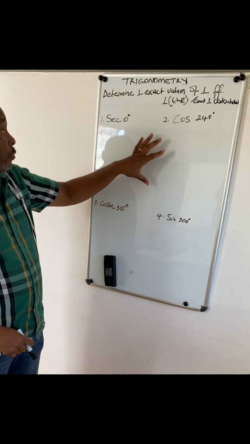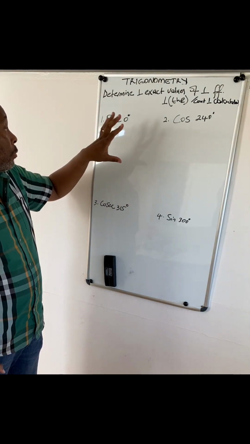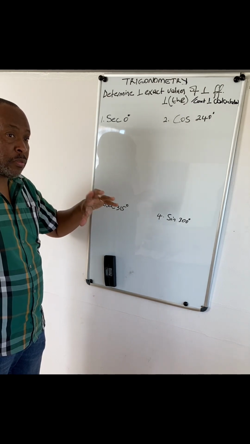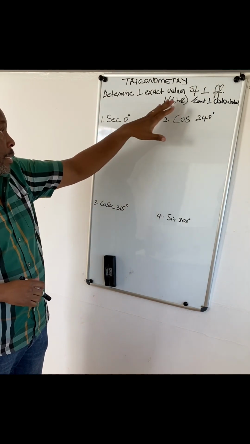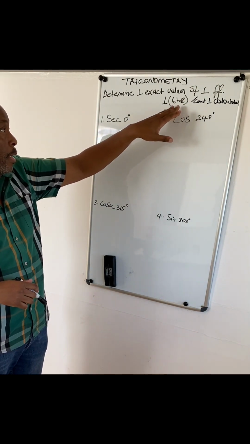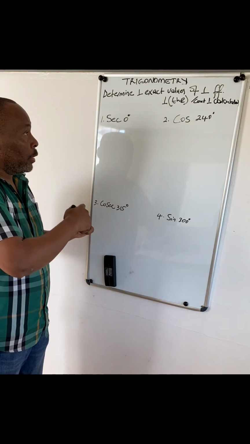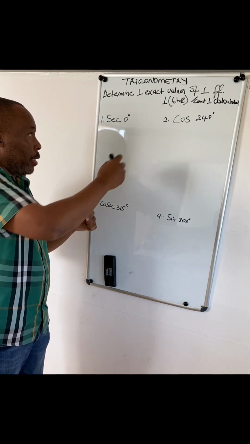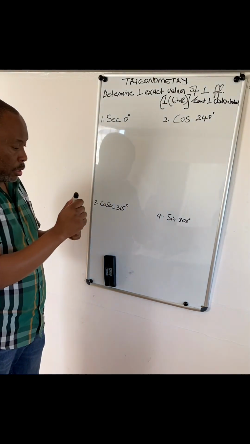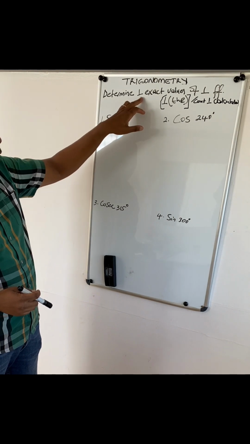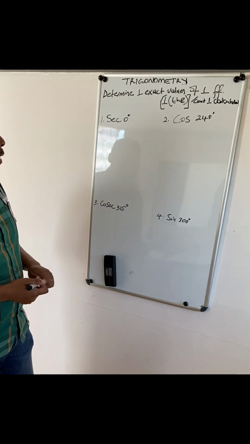Still working on ratios. We are given to find the exact values. When they talk of exact values, it's the x and y value at a particular angle. So they say determine the exact values of the following without the use of a calculator. This here was just me explaining this sign that it stands for D, so that you know what this means. Determine the exact values of the following. Number one is sec 0 degrees.